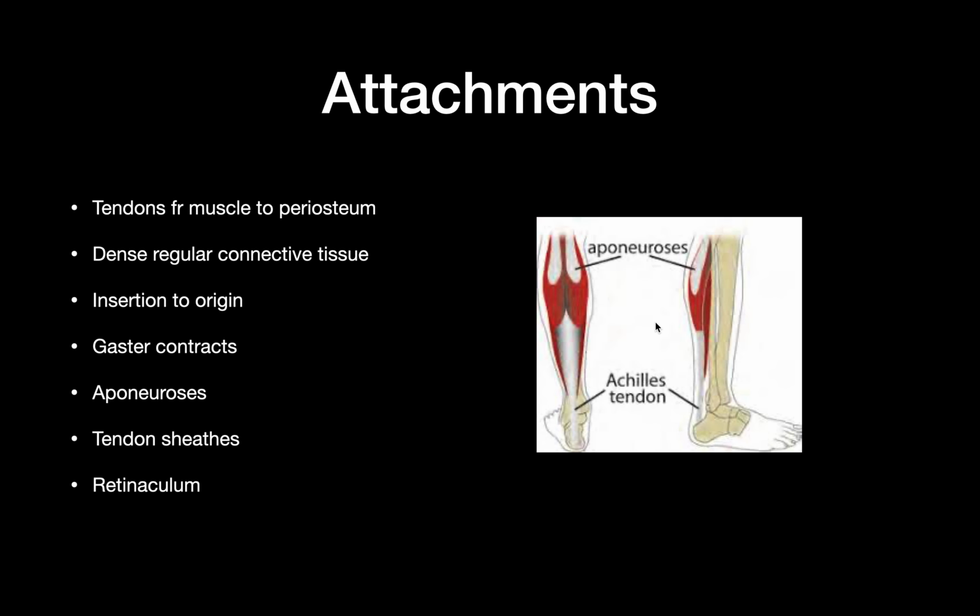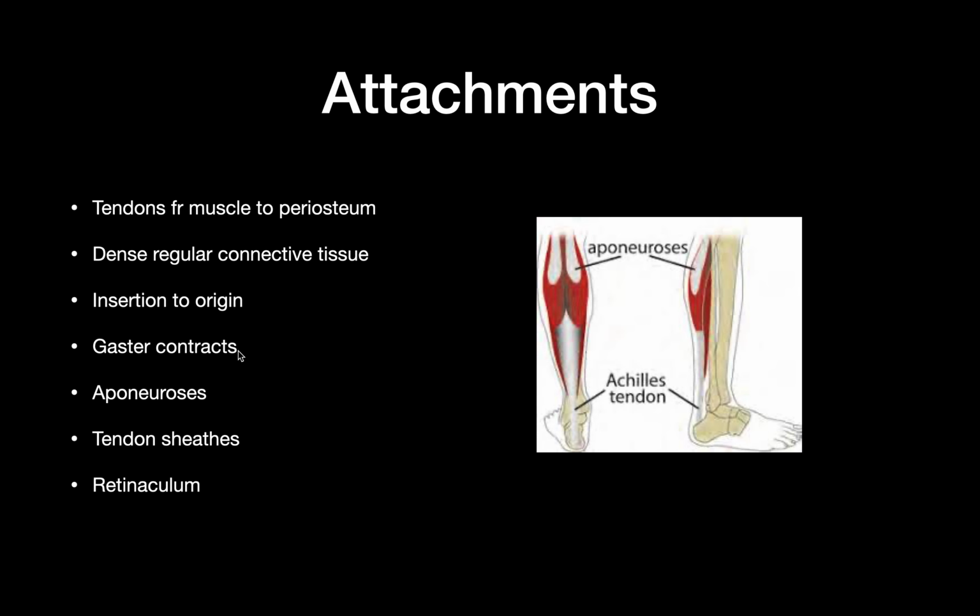The muscles are attached to the bone by the tendons, and it attaches to the periosteum. Those are made out of dense, regular connective tissue, and it moves the muscle by inserting into the movable bone, and the origin is the bone that doesn't move. It is the static bone.